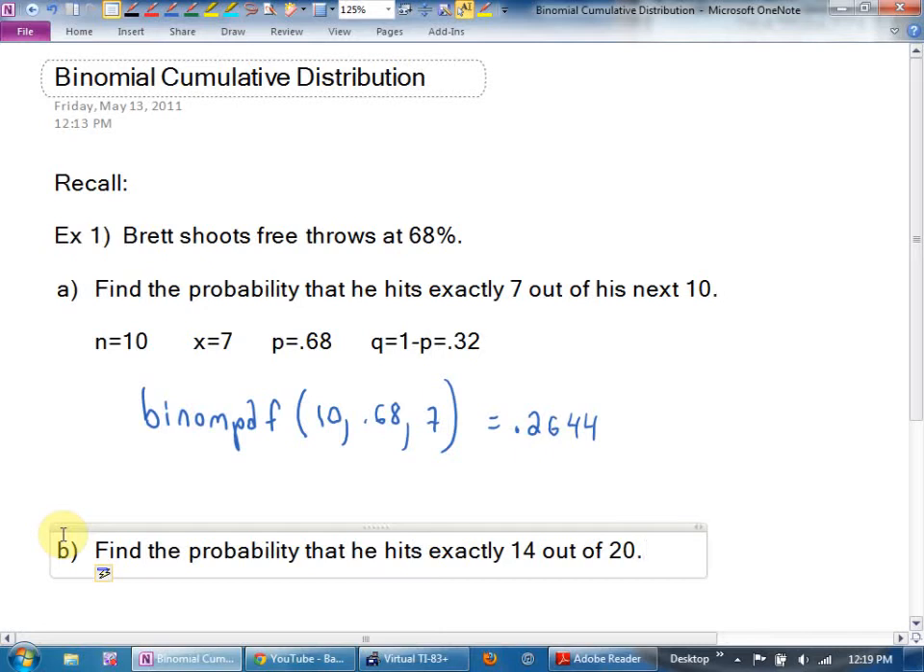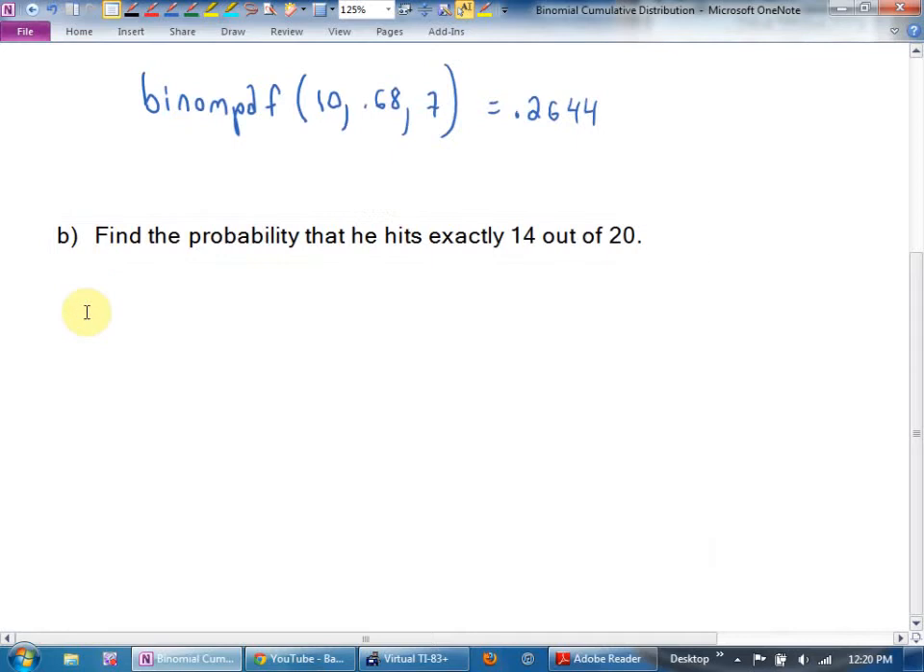What if he was taking a million free throws? What would the odds be of him hitting exactly 140,000? No more, no less. Pretty slim. The odds would definitely change. So this would be binomial PDF of, what's N this time? How many trials? 20, comma, 0.68, comma, 14.